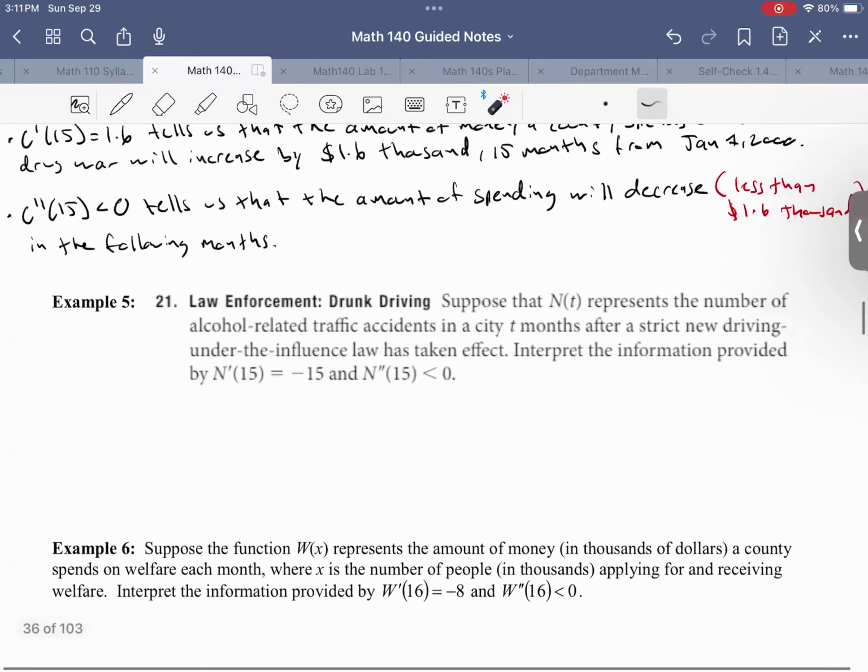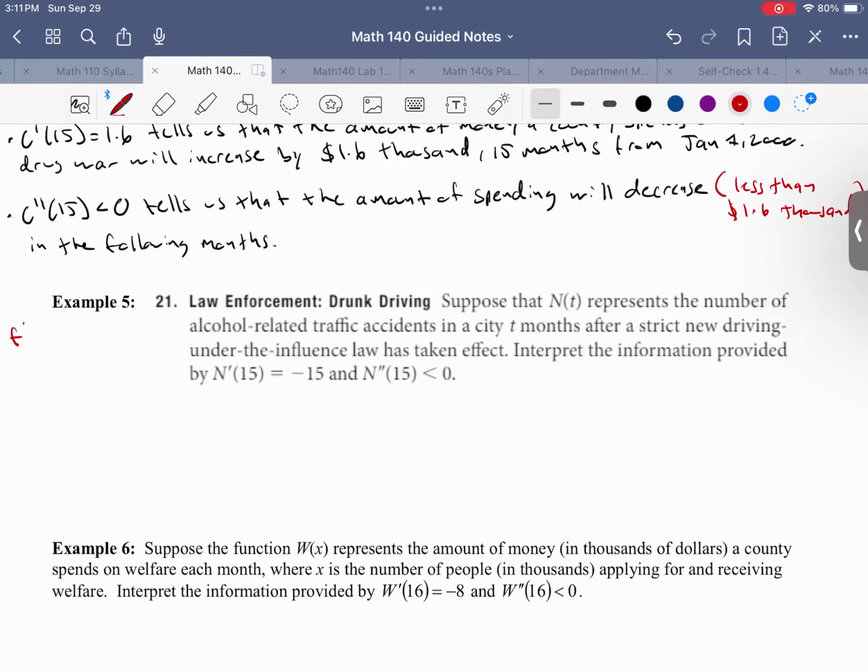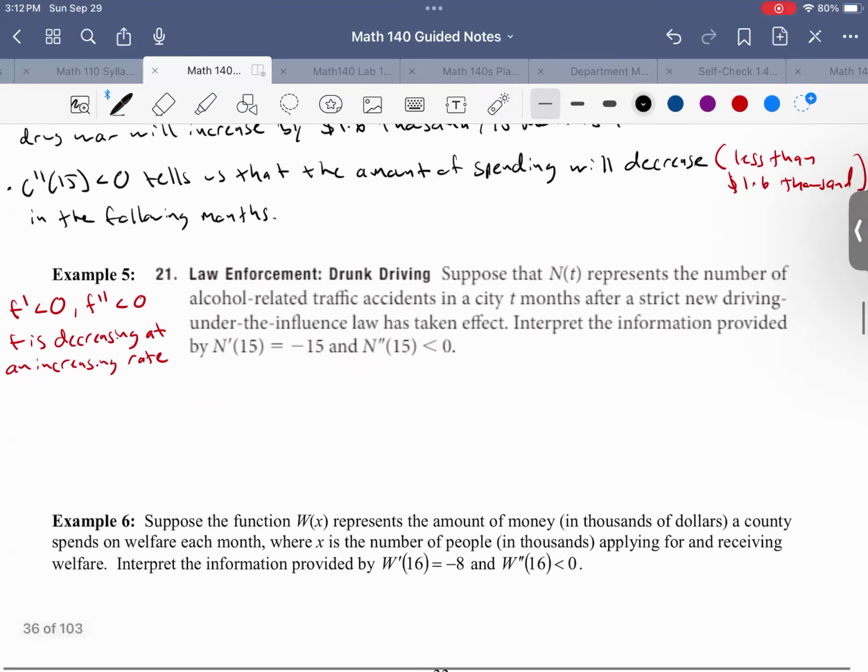So here we have a situation where our first derivative is negative and our second derivative is also negative. What this means is that it's decreasing, and since both are negative, it's decreasing at an increasing rate. That means it's just going to keep more and more decreasing. So let's put this into terms of this question.